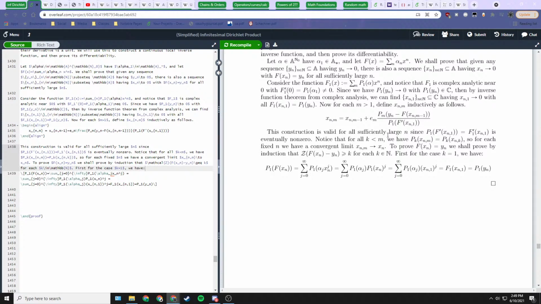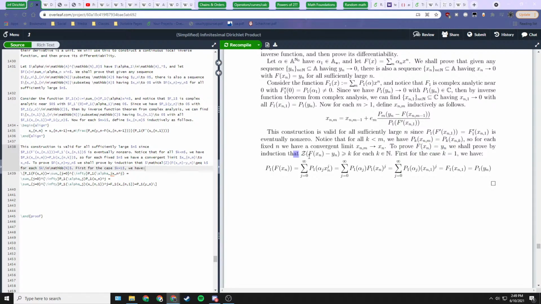So if k is less than m, then the kth projection on x n m is the same as the kth projection on x n k. In particular, this holds for 1. So we get this convergent limit since each projection is eventually constant as m increases. For each fixed n, we have this limit as m goes to infinity. So then we're going to prove this.